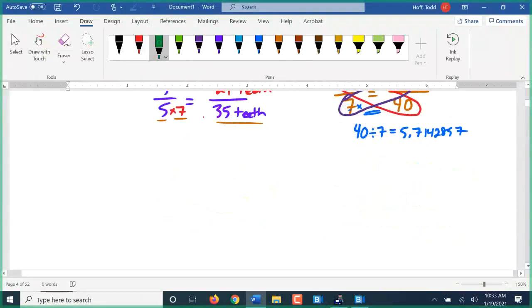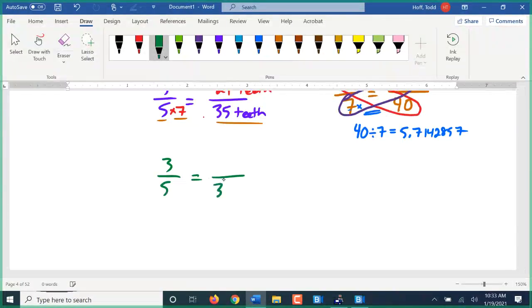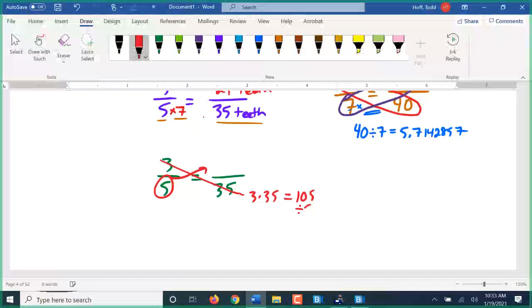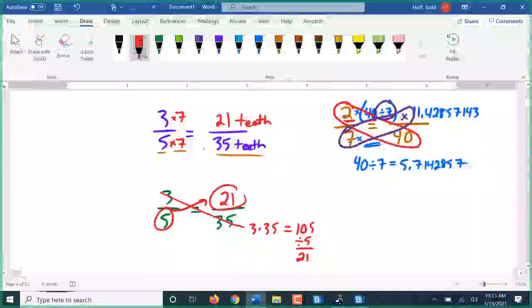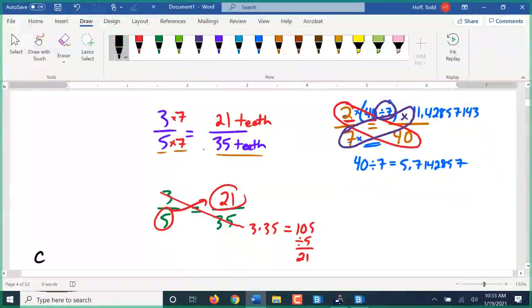So with my ratio over here, 3 to 5 is how much out of 35? We could have done 3 times 35. Those two numbers are diagonal to each other. That's 105. Then divided by the 5 because it's diagonal to our missing number. 105 divided by 5 is 21. That would have given us the 21 up there, exactly what we had here. This shortcut is called cross multiply and divide.